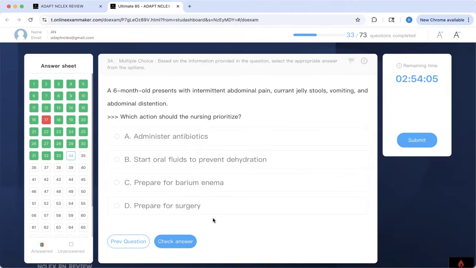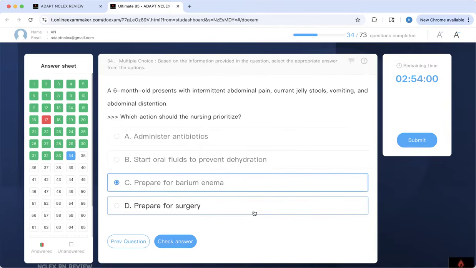What is your answer? I know you pick what? Barium enema, because this is what? Intussusception. Currant jelly stool, vomiting, abdominal pain, 6-month-old, intussusception. The best thing is to what? Decompress the kid through what? Enema. You can use barium enema or air enema. Air enema is the best way to do it, but even if you don't see it, pick something that has enema in it. We don't go to surgery right away. We don't start the patient on oral feeds. We give them IV fluids and antibiotic later on.